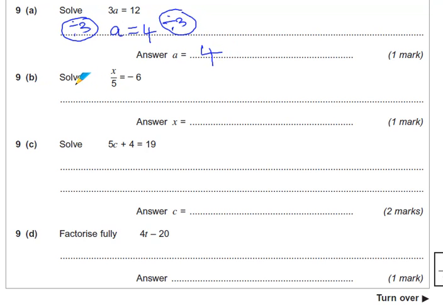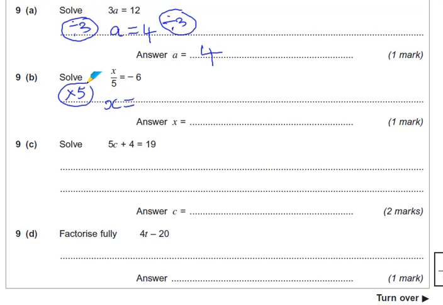Part B. Solve x divided by 5 is equal to minus 6. So we need to end up with our answer x is equal to something. So x divided by 5. How do we go from x divided by 5 to x? Well, multiplication is the opposite of division, so we're going to multiply both sides by 5.